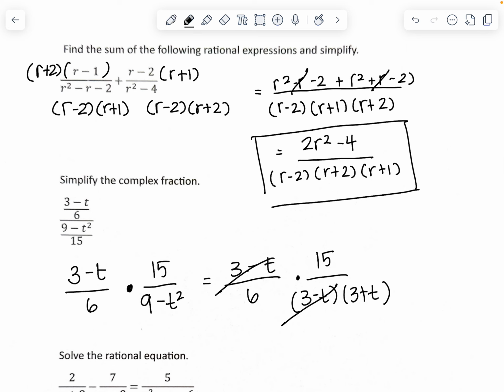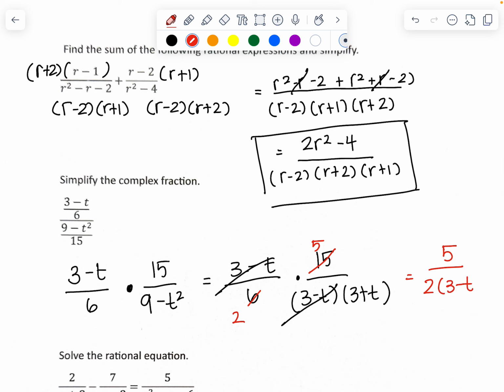I'm going to use a red pen so you can see the difference. This and this are both divisible by 3, so this becomes 2. This becomes 5. So my final answer will be 5 over 2 times 3 plus t. Not too bad. That one actually isn't all that bad.